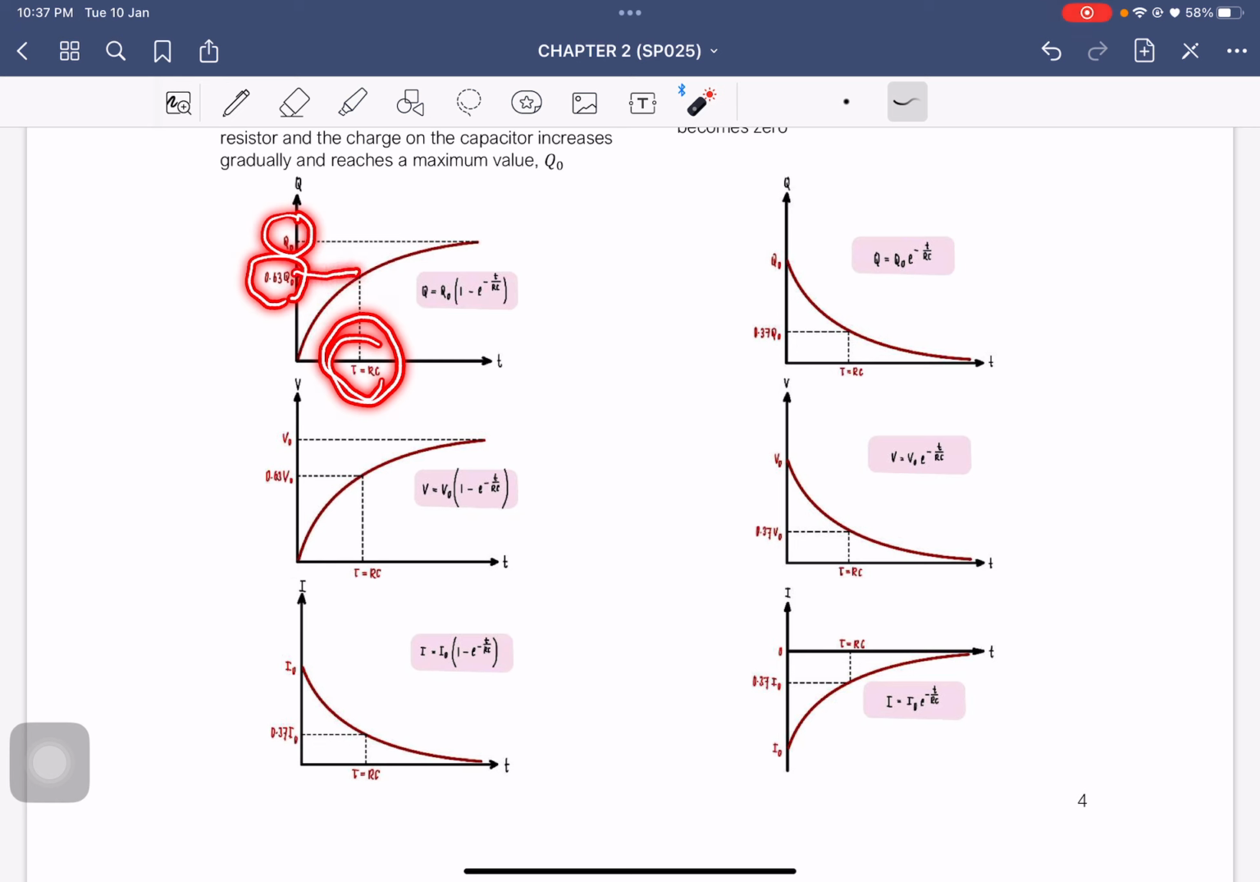Okay, dari situ kamu akan dapat the time constant. So the time constant is equal to RC lah. Okay, so untuk discharging pula, it is just up to 37% of the maximum charge. So untuk charging basically 63%, untuk discharging dia 37% lah, macam tu.